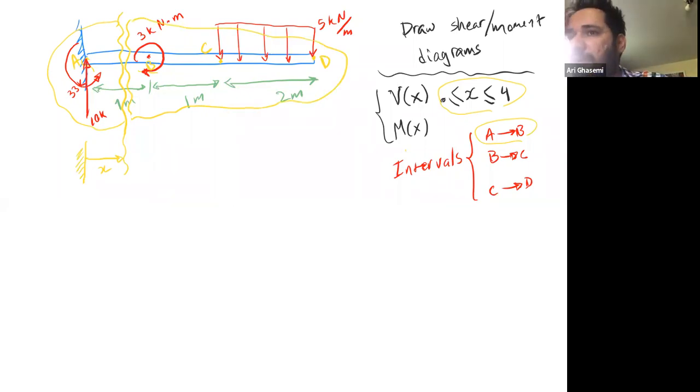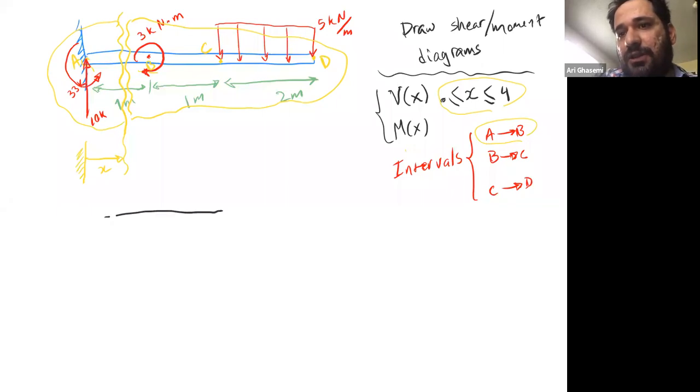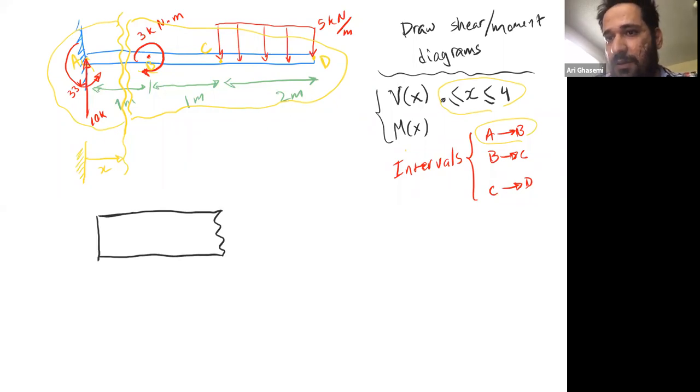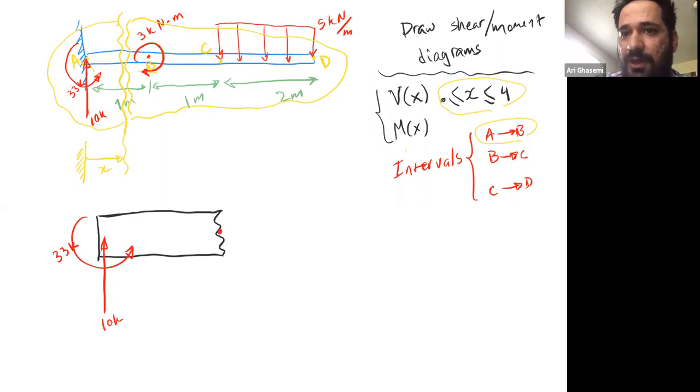Now we have discussed this many times. It's obviously easy to take the system on the left, right? And draw FVD. So let's do that. I take the system on the left and draw FVD. So with a little bit of exaggeration, that is my FVD. So here at this point, I have a 10K already, wall reaction, 33 kilonewton meter. And then at this point X, from here to here is what? X, because that's the point that I cut it, right? So let's call this point X.